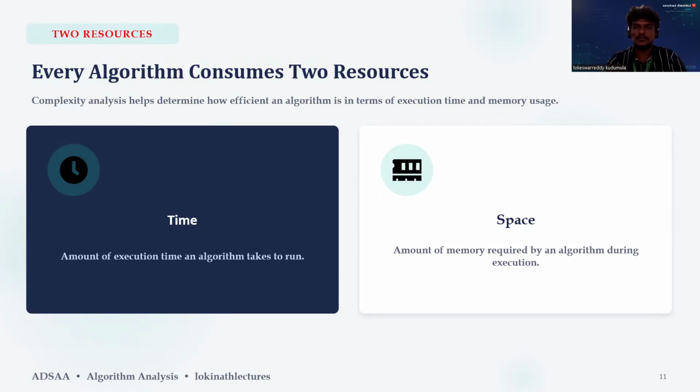By using available resources, how efficiently the algorithm performs the task in the available resources only, like time and space. So the amount of execution time of an algorithm and the amount of memory required by an algorithm during execution. These two things are the most important in an algorithm.